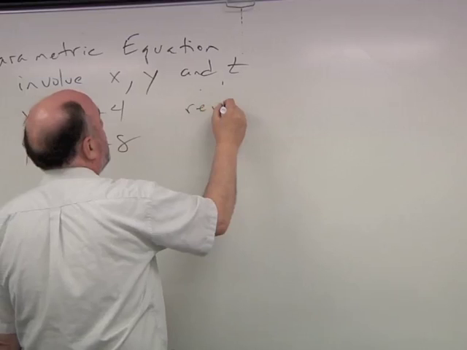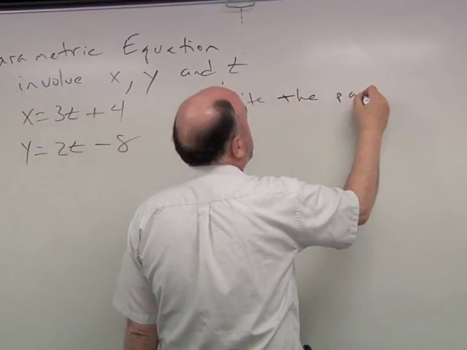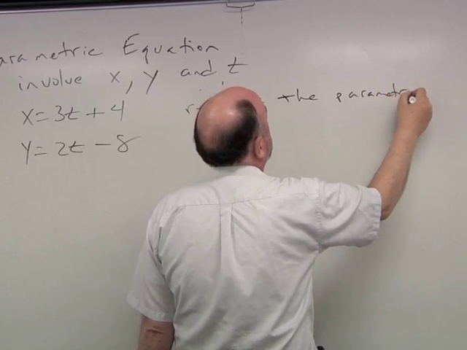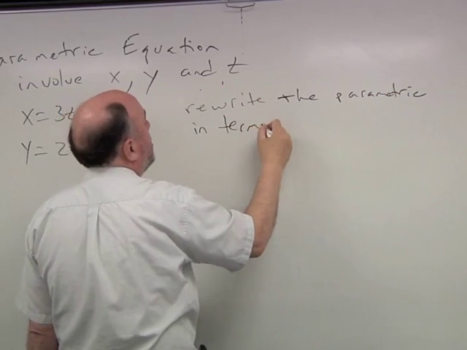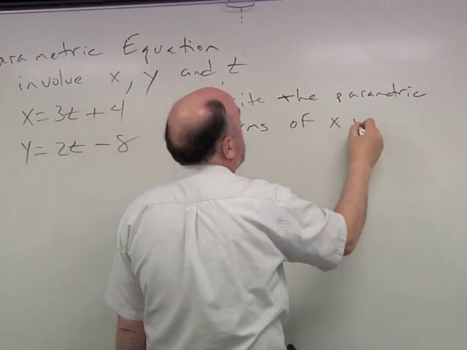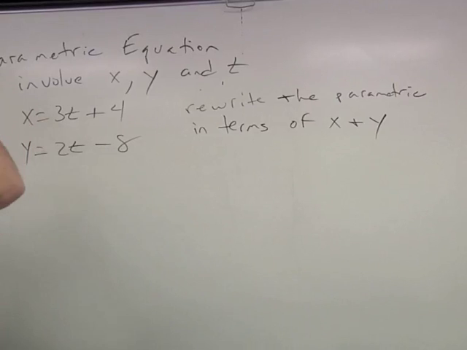So rewrite the parametric in terms of x and y. Right? So we start with these two, and basically we need to pick one, whichever one we want, and we want to solve it for t. So let's take the bottom one.